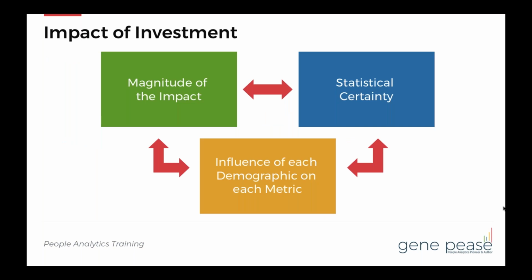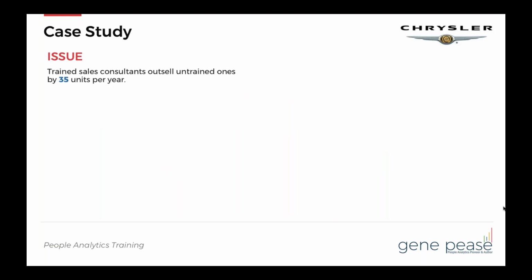And then in the statistics area, there's three concepts that we always work with. We talk about the magnitude of the impact. How much did this investment move that needle? We're talking about how certain we are statistically that that investment moved that needle to this degree, and then what statistically influence each demographic had on those metrics. So there's complicated statistics about this, but it's really those three concepts that we work with in the math area. So let's talk about Chrysler case study, and I'll show you what a predictive study can look like.